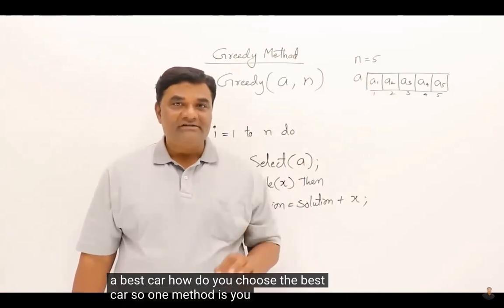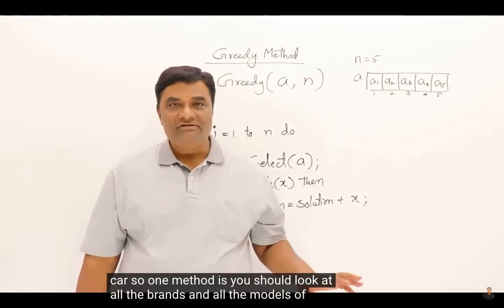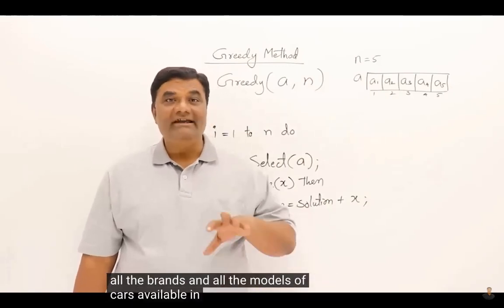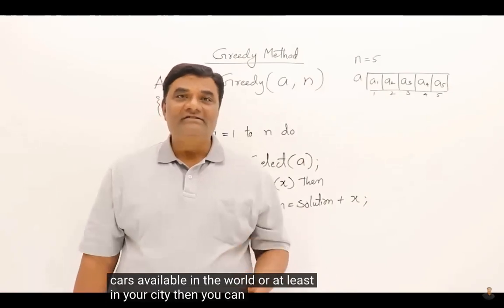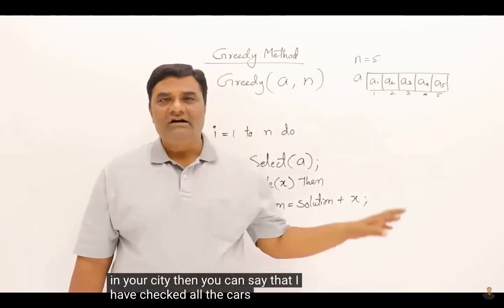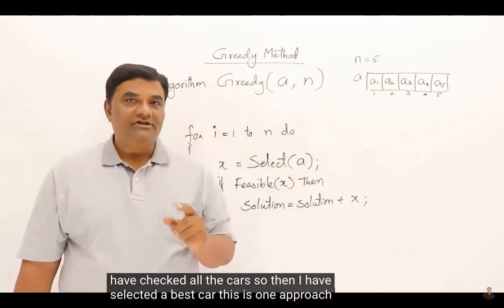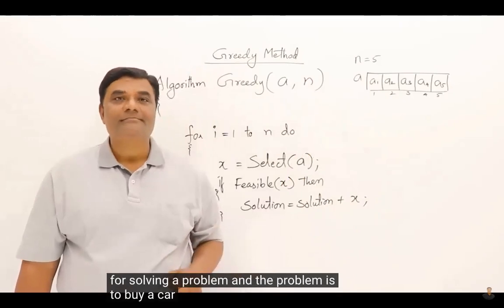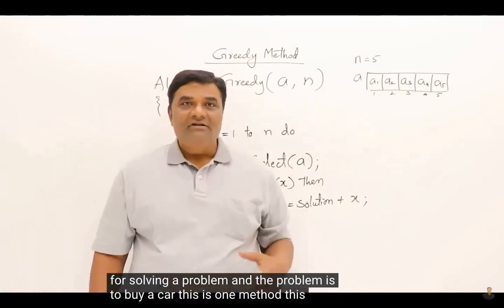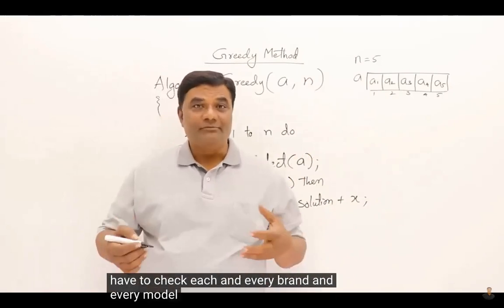So one method is you should look at all the brands and all the models of cars available in the world, or at least in your city. Then you can say that I have checked all the cars, then I have selected the best car. This is one approach for solving a problem. The problem is to buy a car. This will be very much time consuming. You have to check each and every brand and every model.